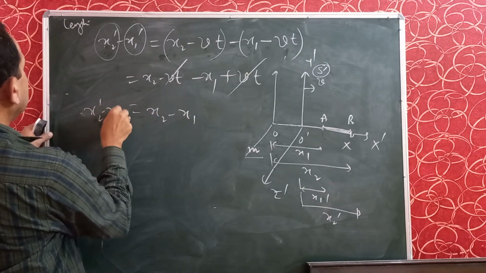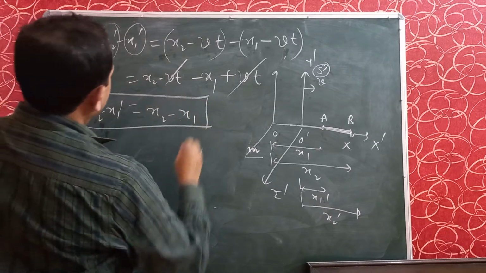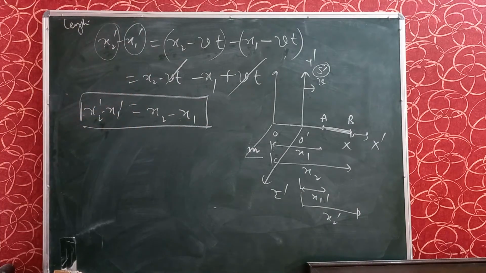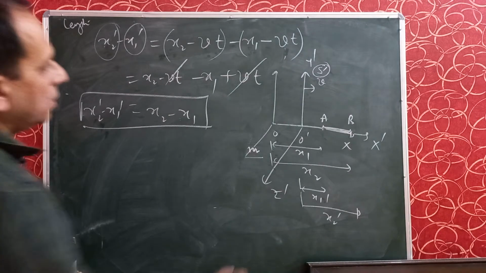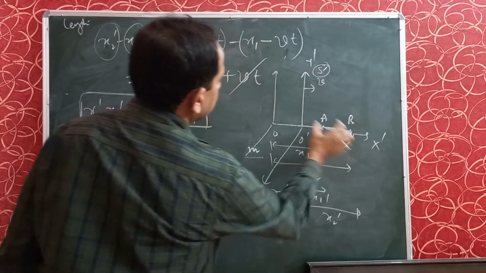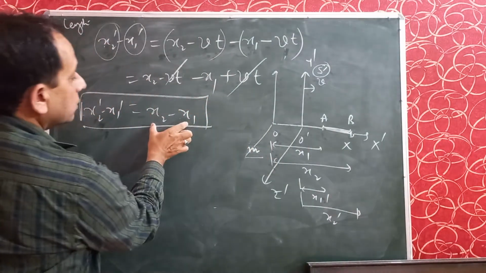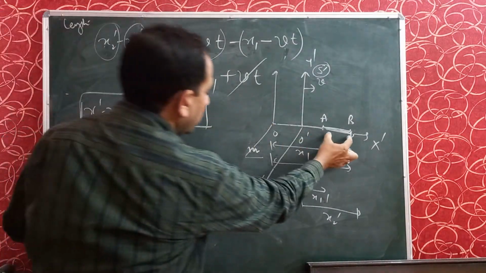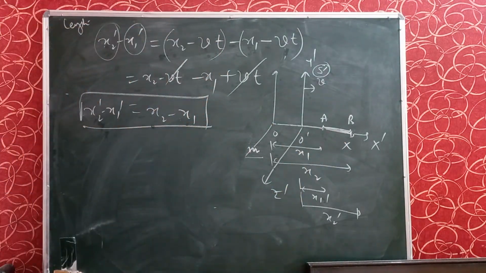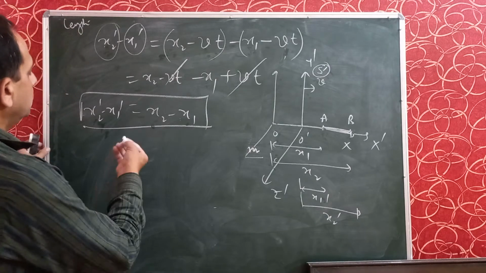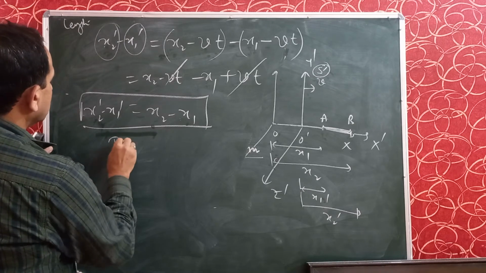So x2 dash minus x1 dash is the same as x2 minus x1. So we can say that the length AB measured in the S frame is equal to the length measured in the S dash frame. It means the length will not change when we observe it in the S frame or in the S dash frame.